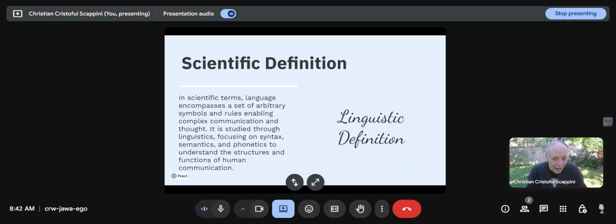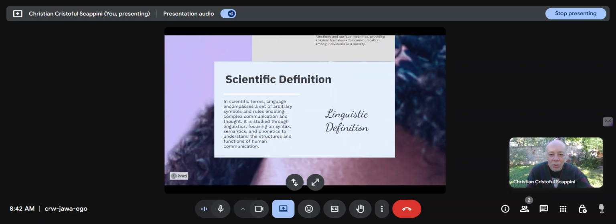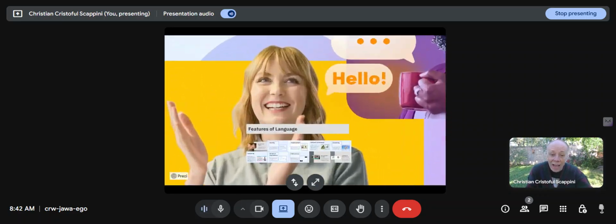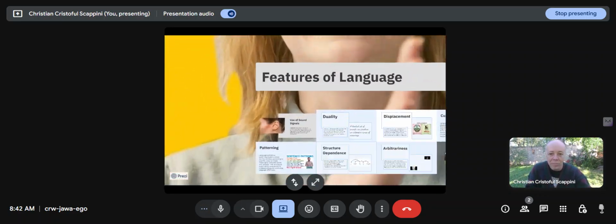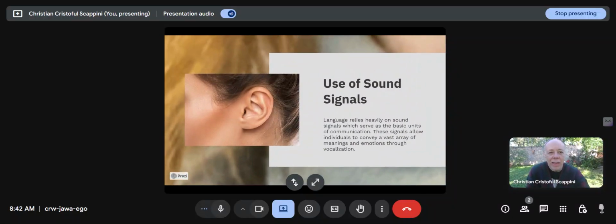And in order to do that, we need to segment the concept of language into parts. And those parts, those features, are the ones that we're going to explain in detail today. So we're going to look at language features. The very first one is that languages use sound signals.